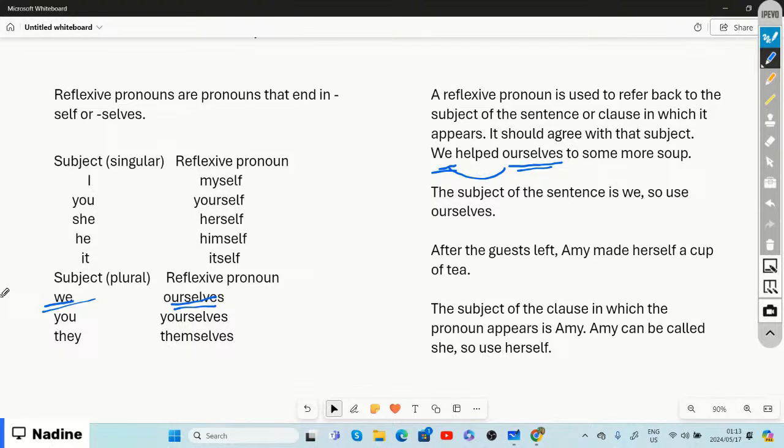And once again, I made an example: we helped ourselves to some popcorn. So ourselves is our reflexive pronoun, which agrees back with we, which is our plural subject.